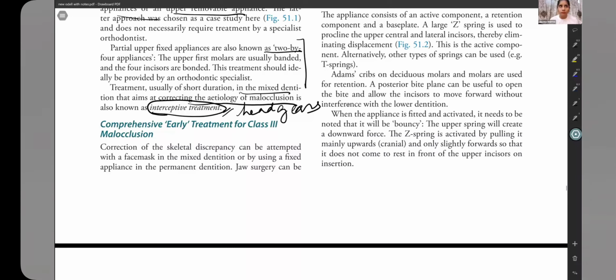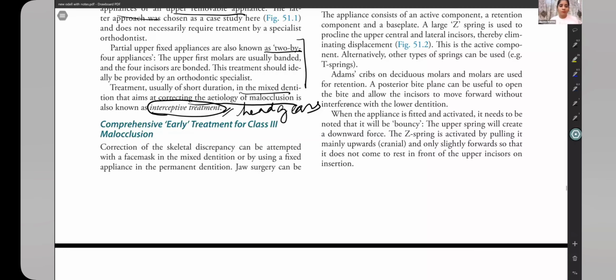So in mostly your class 3, you use reverse pull kinds of headgears, where the headgear is worn in front of the face, and a reverse pull is used, where you're actually pulling out the maxilla, and using a chin cup, which stops the growth of the mandible if it is growing excessively, and uses a traction force forwardly on the maxilla to help it in a forward growth, right? So that is the use of headgear, and in your class 3, you're using reverse pull kinds of headgears.